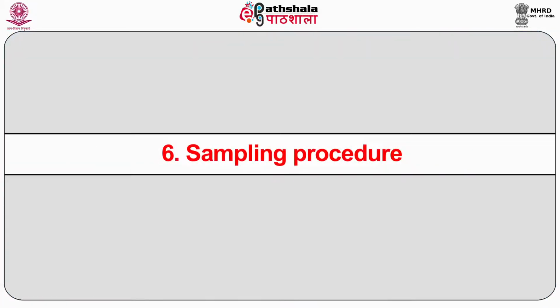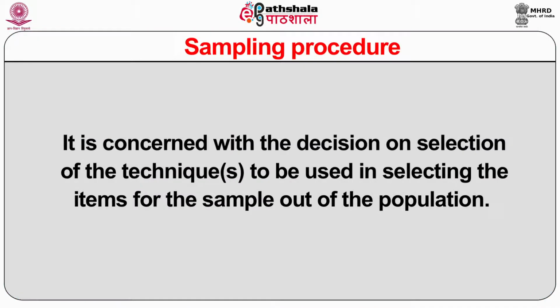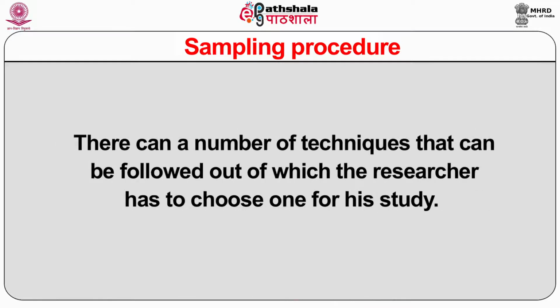All these things have a significant impact upon the sample design that is to be finally decided upon and accepted. The next thing is the sampling procedure. Sampling procedure is the final step in sample design. It involves the decision on the type of sample the researcher will use for the study. It is concerned with selecting the techniques to be used in selecting the items for the sample out of the population. There can be a number of techniques, out of which the researcher has to choose one for his study.